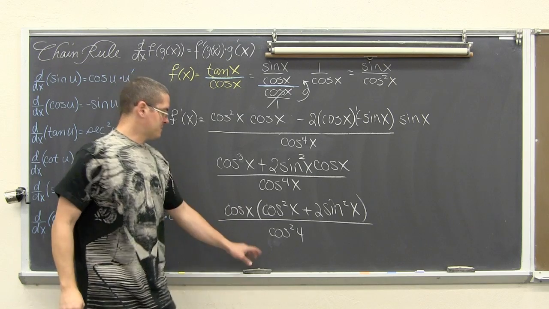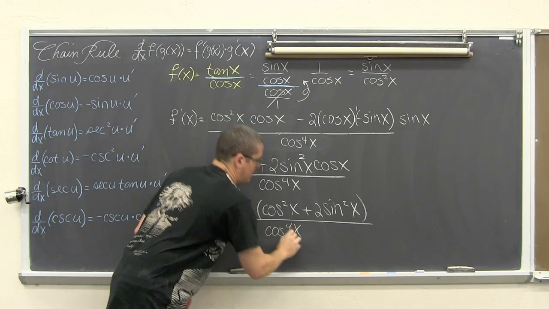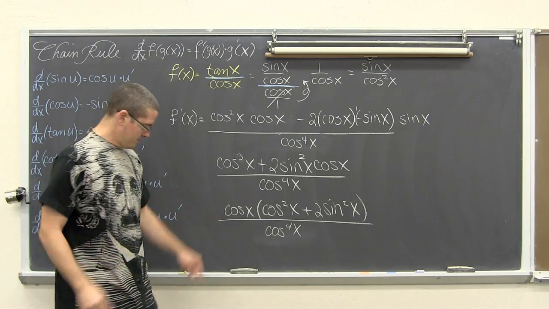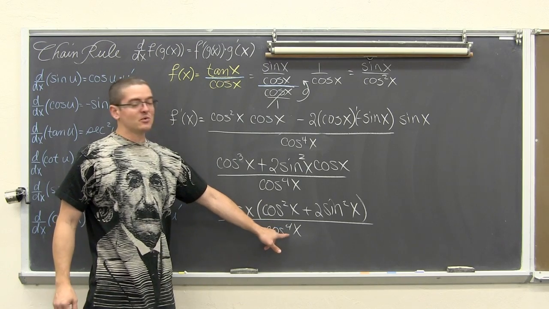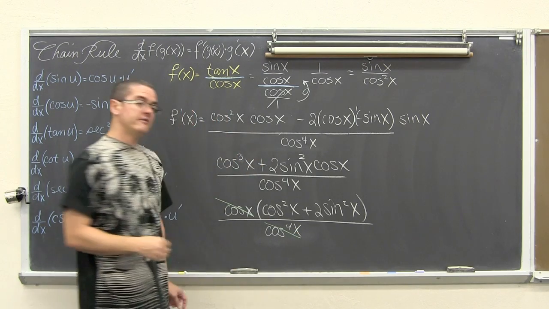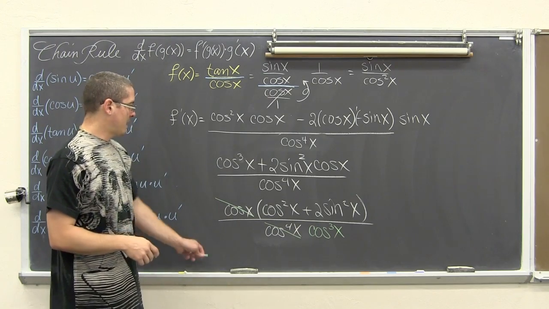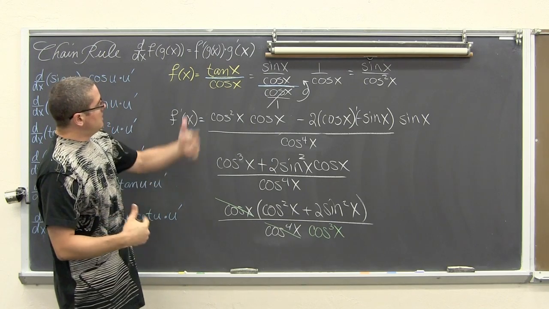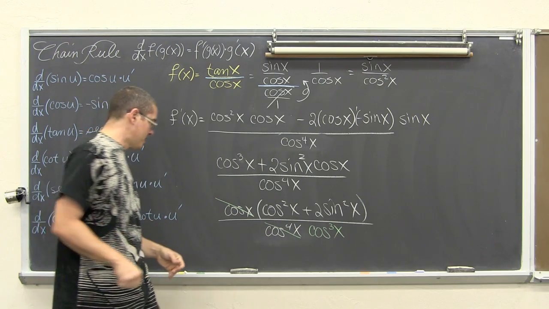Cosine to the fourth power of x. Now, of course, this cosine will cancel with one of these 4 down here, so this is going to cancel out with this cosine to the fourth, leaving me with cosine to the third in the denominator. And unless I'm out of my mind, we are done. So, cosine squared x plus 2 sine squared x over cosine to the third x.